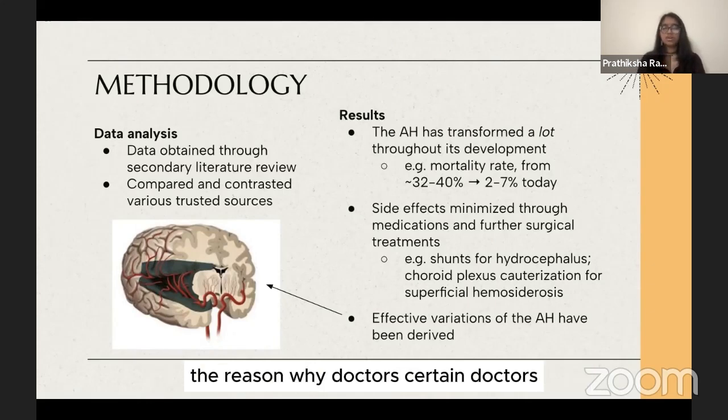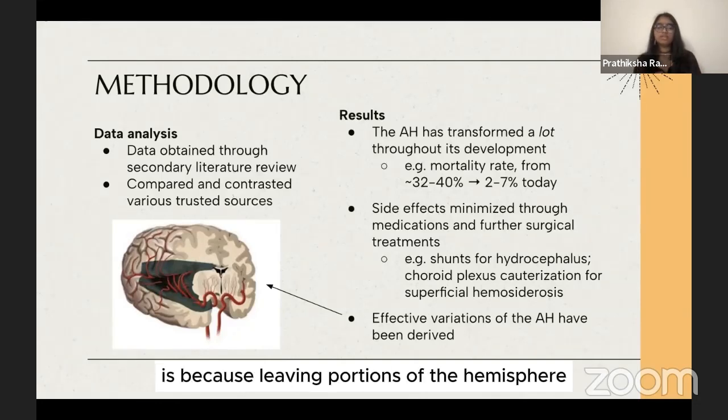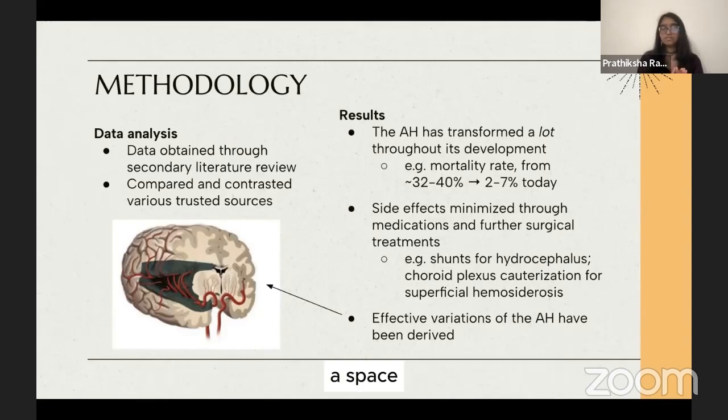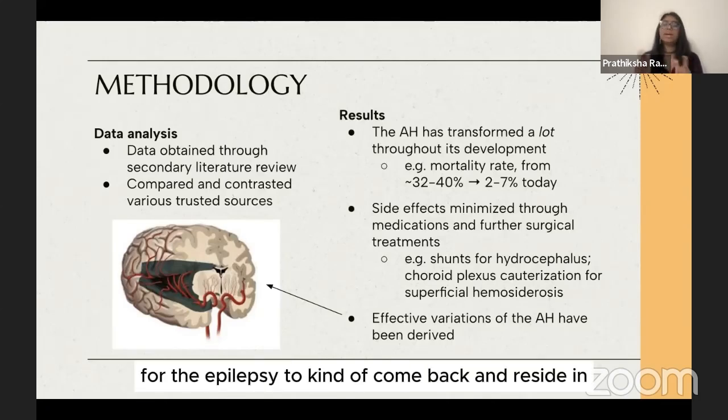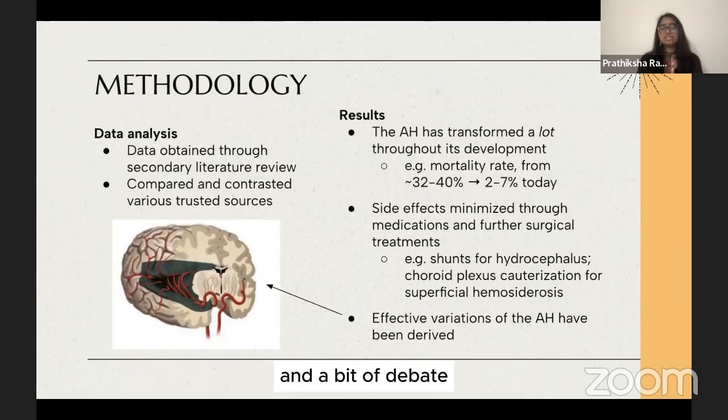The reason why certain doctors tend to shy away from the functional hemispherectomy is because leaving portions of the hemisphere remaining or intact could possibly provide a space for the epilepsy to kind of come back and reside in. So there's a bit of leeway when it comes to that, and a bit of debate versus the different variations of it.